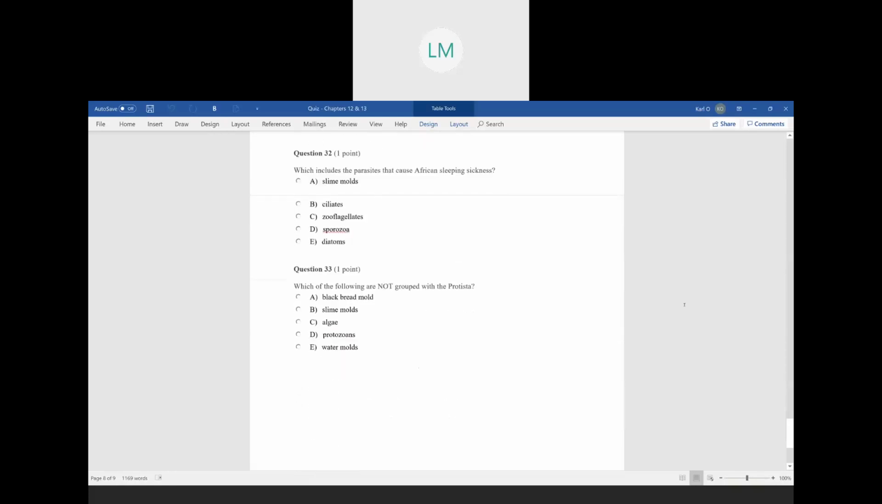Question 32, which includes the parasites that cause African sleeping sickness. So you just needed to do a little research to figure out the answer to this, and the answer is zooflagellates right there. And then question 33, which of the following are not grouped with the protists? So black bread mold is a type of fungi. It is not a protist. Slime molds, algae, protozoans, water molds are all protists, but black bread mold is not.